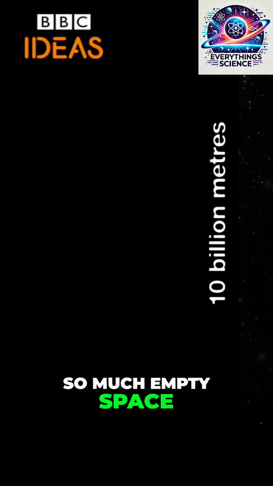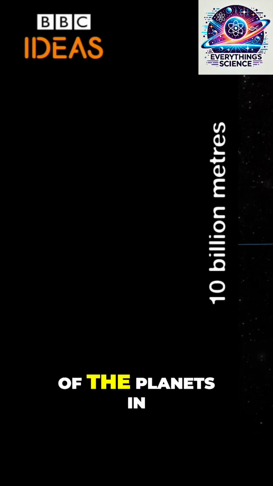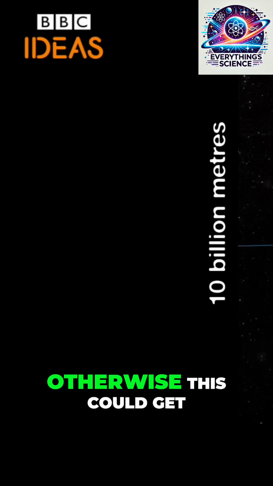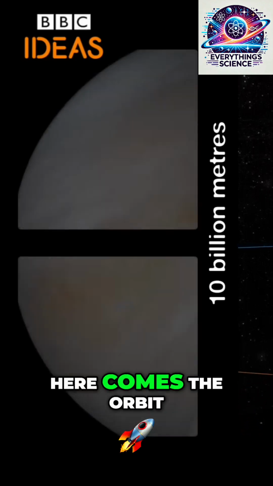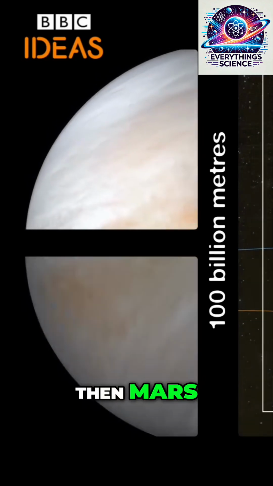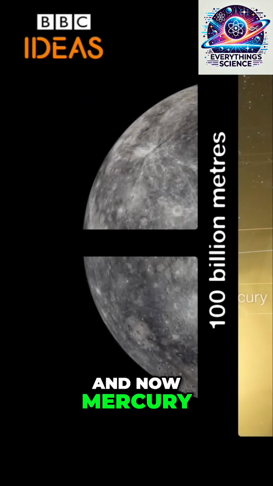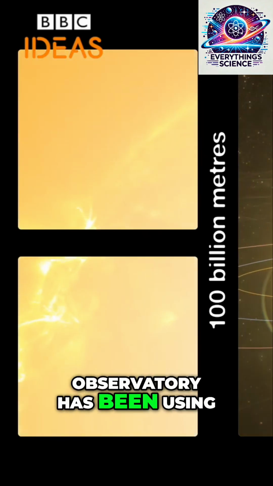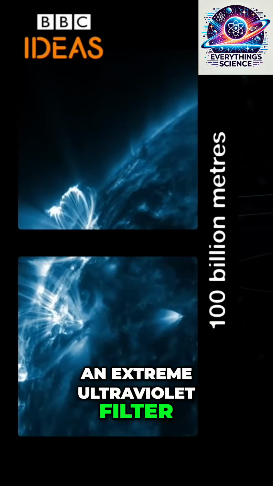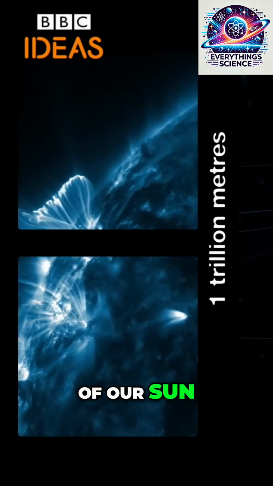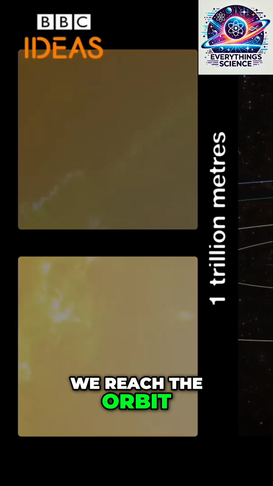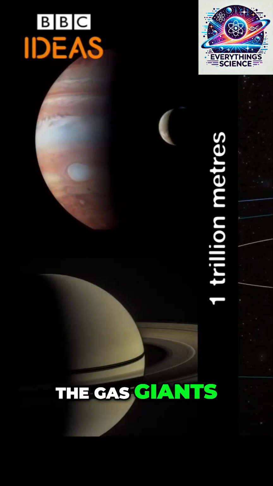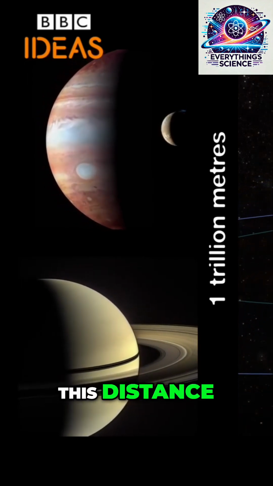So much empty space. Let's illustrate the orbits of the planets in our solar system, otherwise this could get a bit dull. Here comes the orbit of Venus, then Mars, and now Mercury. Since 2010, the NASA Solar Dynamics Observatory has been using an extreme ultraviolet filter to monitor the activity of our Sun. Finally, we reach the orbit of the outer planets, the gas giants, but just specks at this distance.